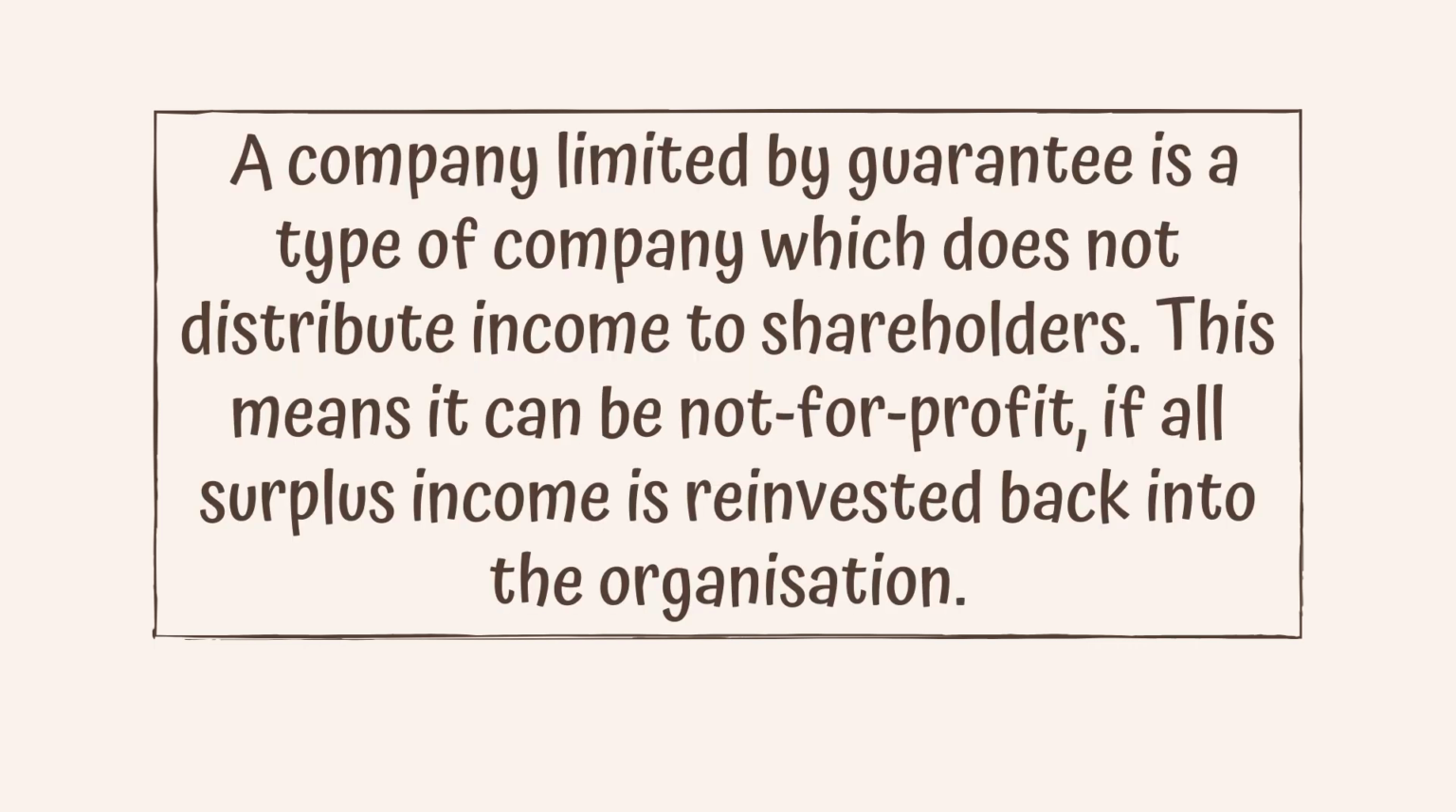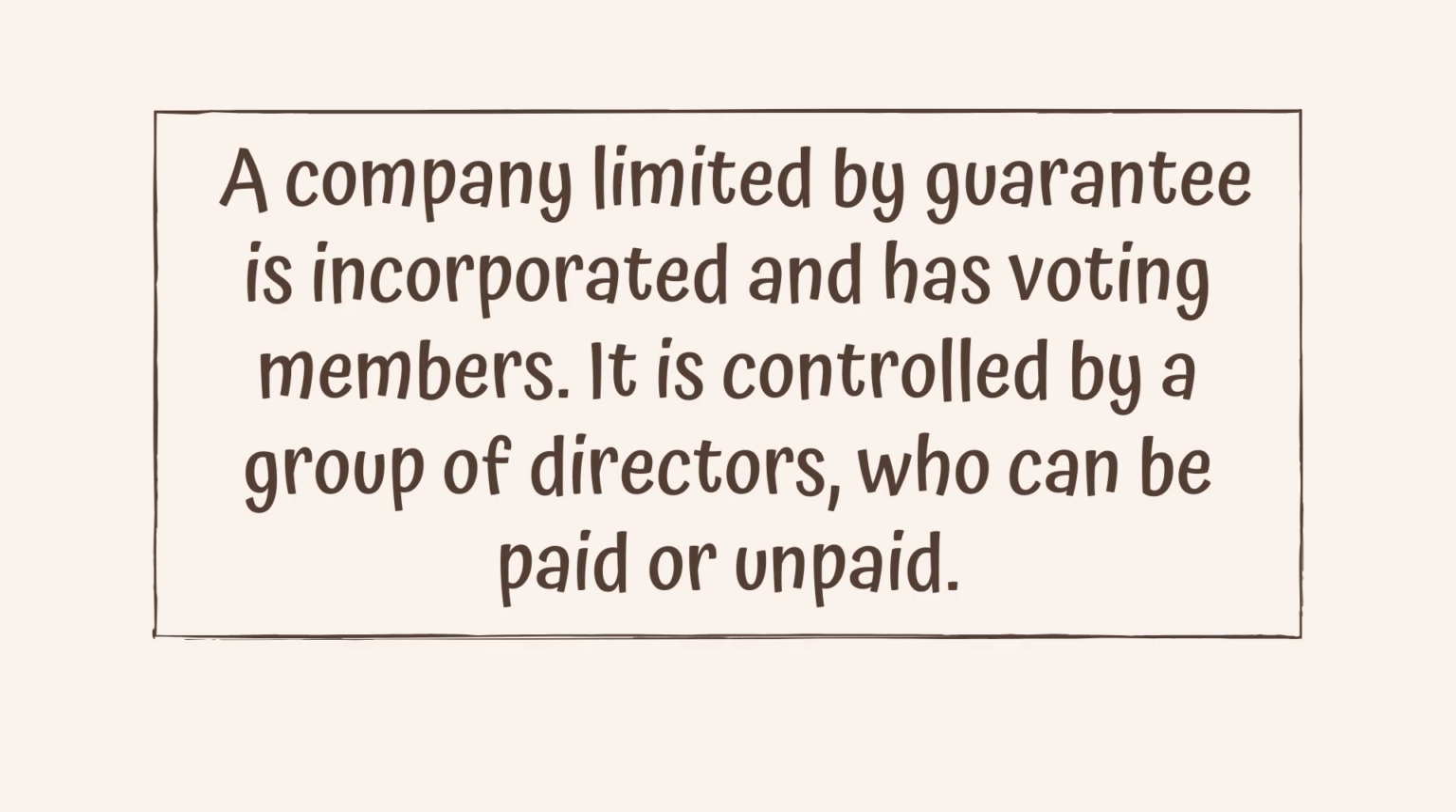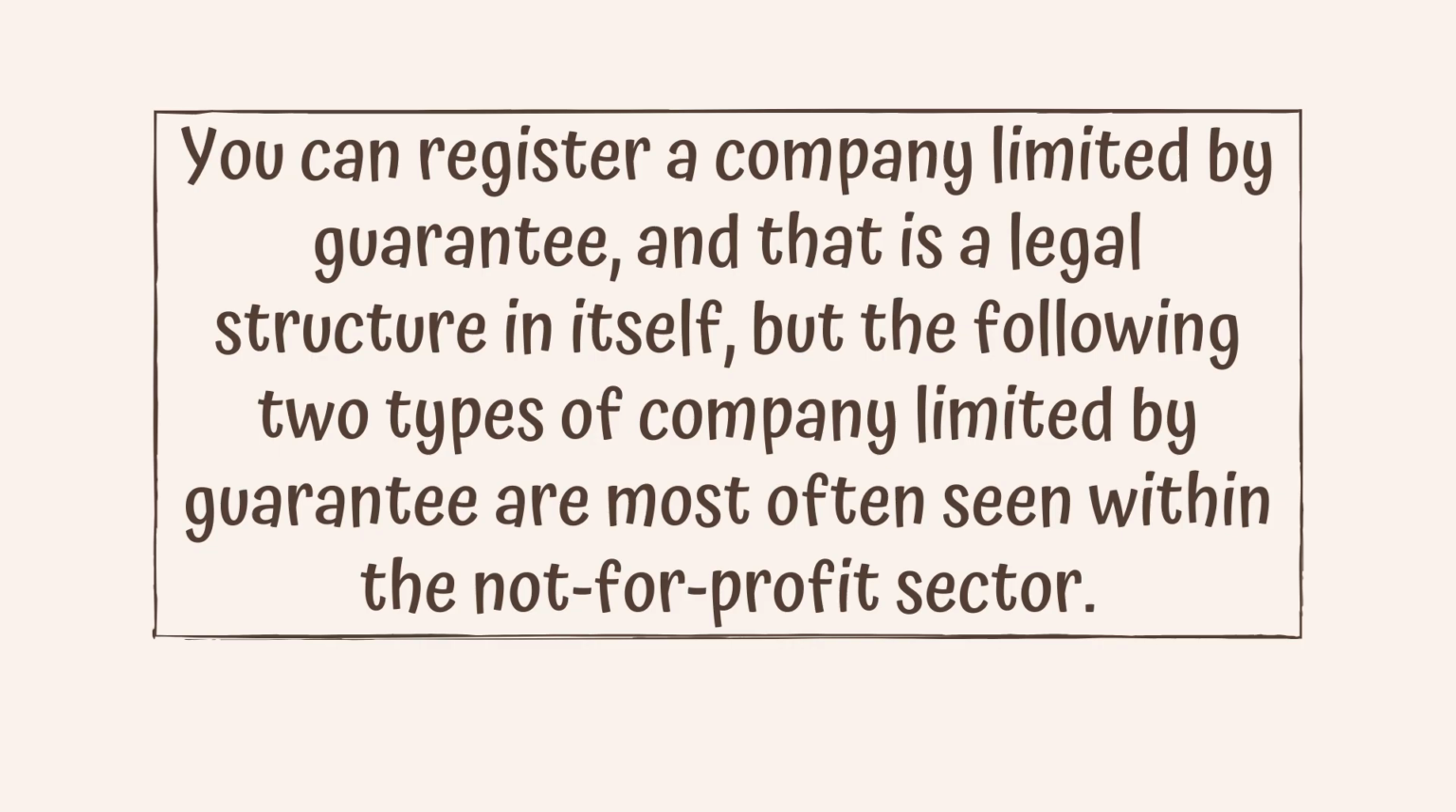A company limited by guarantee. A company limited by guarantee is a company which does not distribute its income to shareholders. It means it can be not-for-profit if all surplus income is reinvested back into the organisation. A company limited by guarantee is incorporated and has voting members. It's controlled by a group of directors who can be either paid or unpaid. Companies limited by guarantee are registered with and regulated by Companies House. To establish a company limited by guarantee, you must adopt a governing document called a memorandum and also have articles of association, and you must submit these two documents to Companies House.